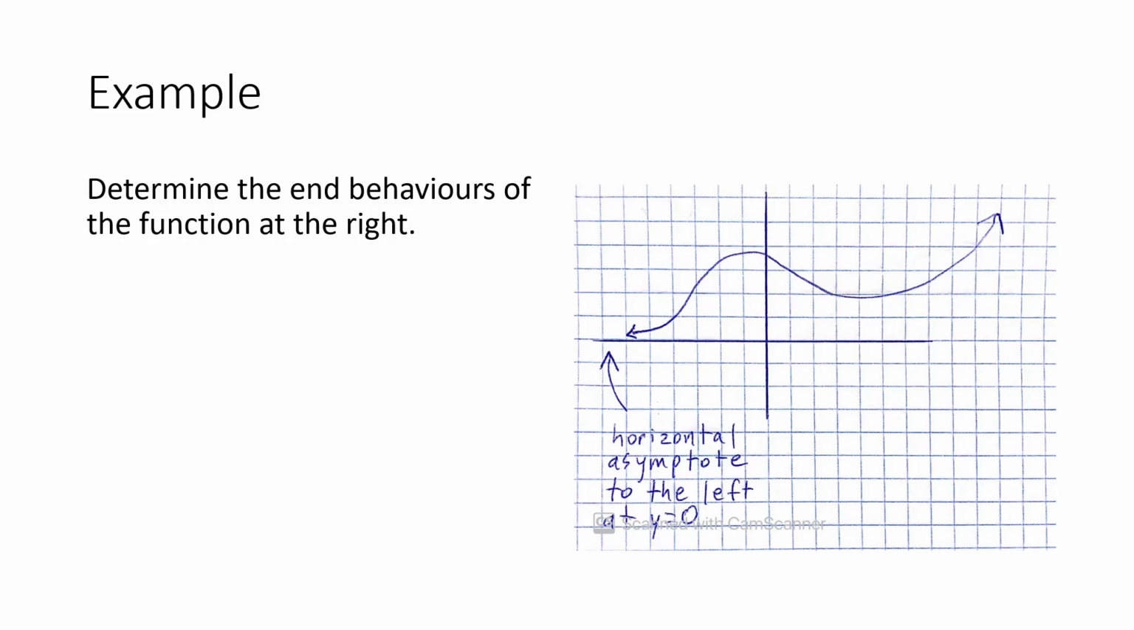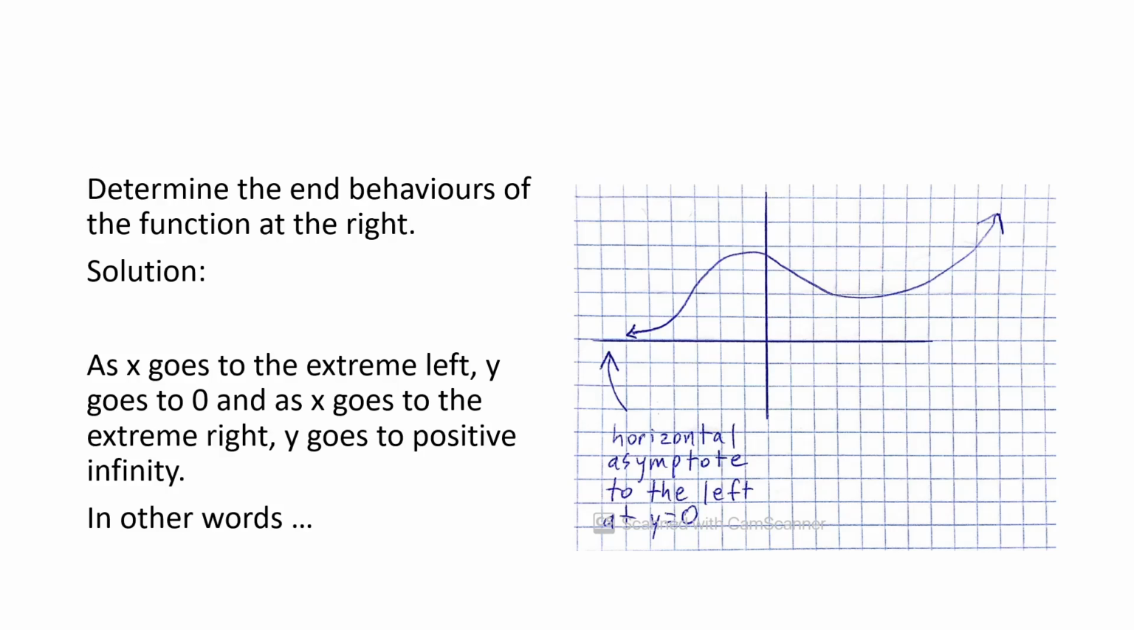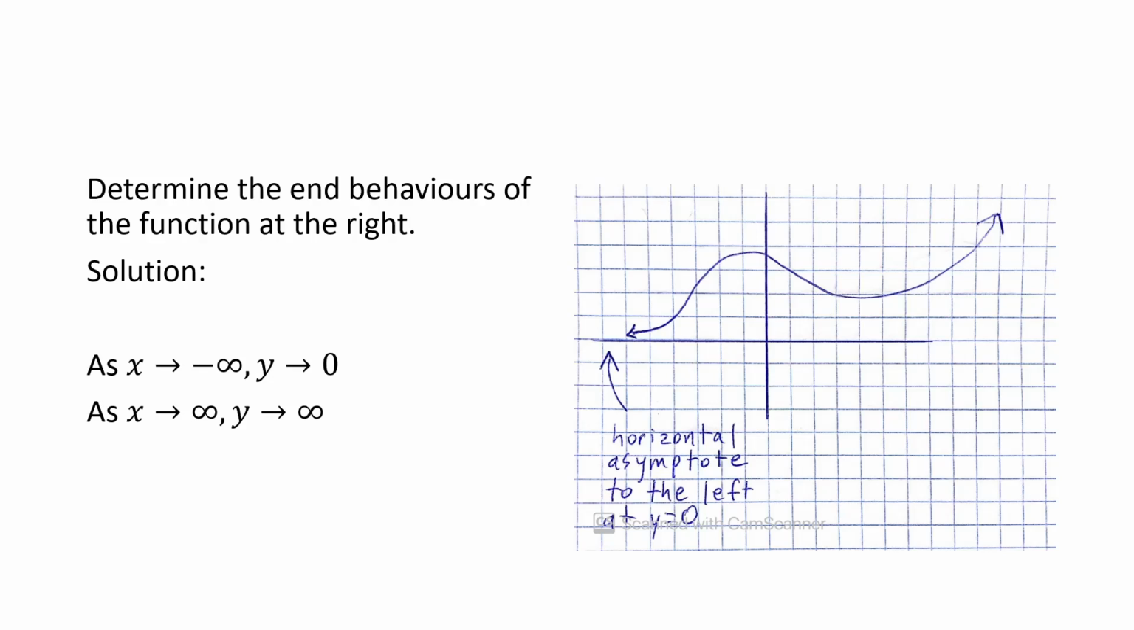Now let's talk a little bit about end behaviors. Let's look at this function on the right. We have a horizontal asymptote to the left at y equals 0. As x goes to the extreme left, y goes to 0, and as x goes to the extreme right, y goes to positive infinity. Now, the y value never achieves 0 as we get to the far left. It's an asymptote. And the y value never achieves infinity as we go to the far right. And so, therefore, the y value of the curve never actually attains those values, but we still say that the end behavior is such that it's going towards those values.